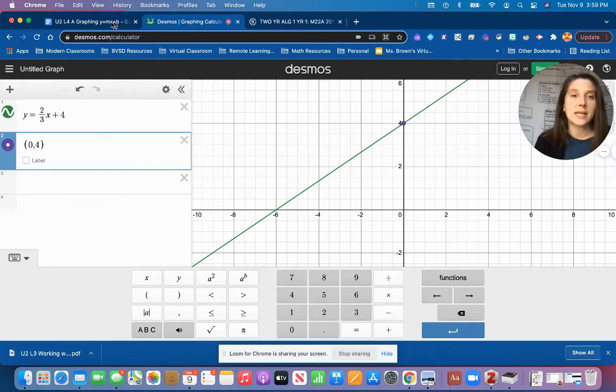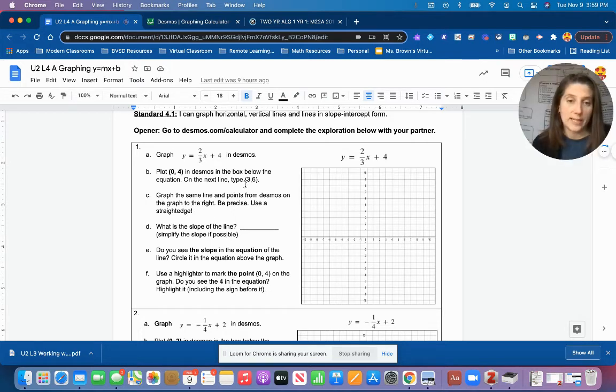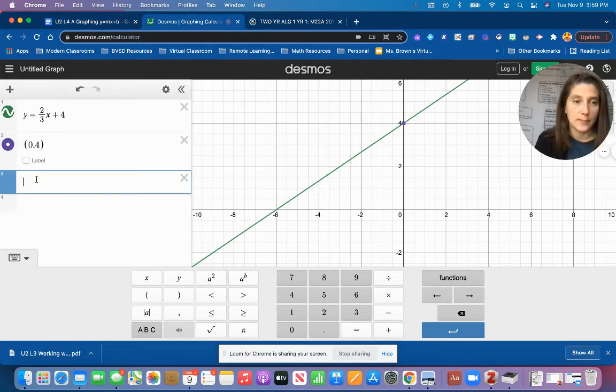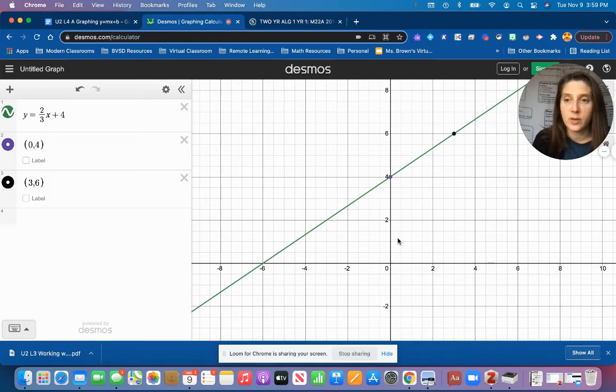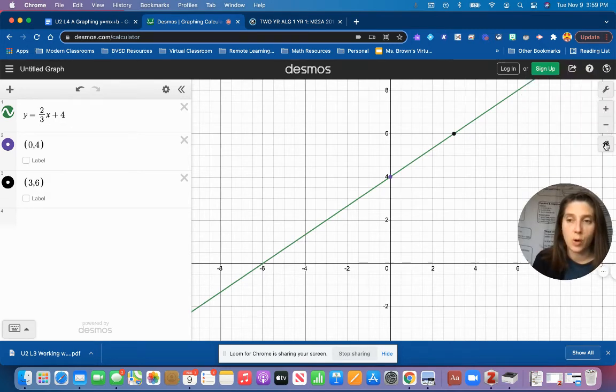And then it asks us to plot another point. So if I flip back over to my paper, the other point it's asking me to plot on the next line, it says type (3, 6). So let's go to Desmos. I'm going to press enter and type in this third line, put my parentheses in, 3, 6, close my parentheses, and you can see I have another point here. You can rescale this if you click and drag your window if it's not showing. You can also see here, you can zoom in or out, or go back to the home default zoom setting.